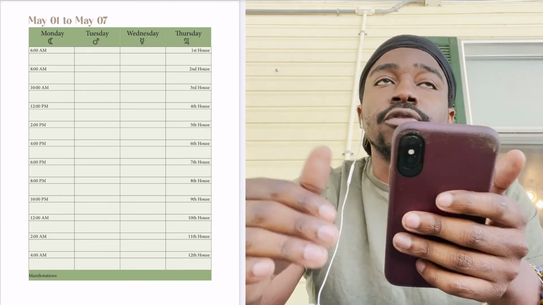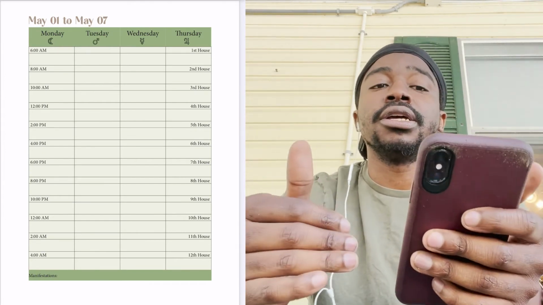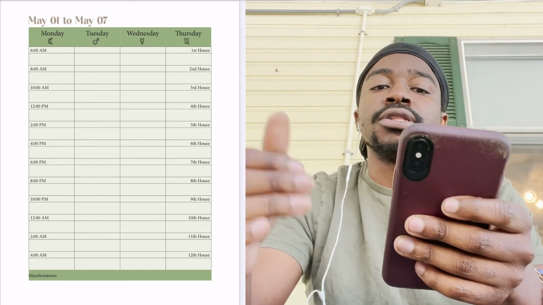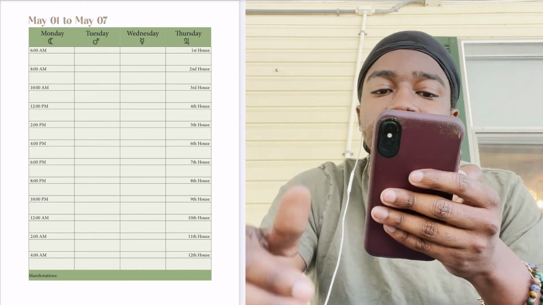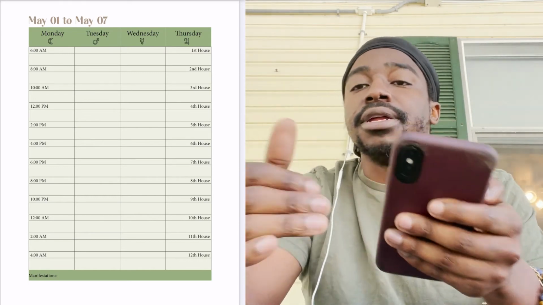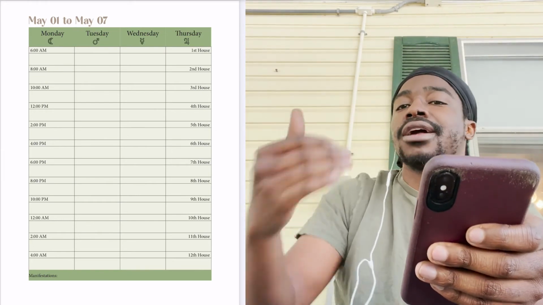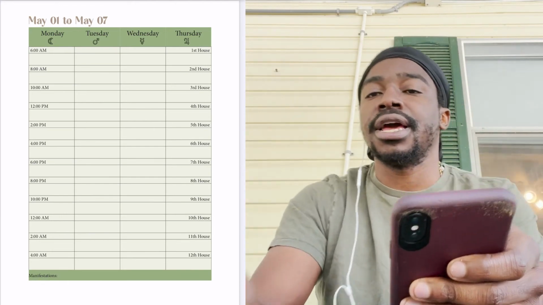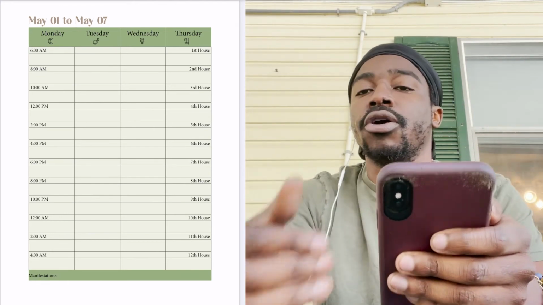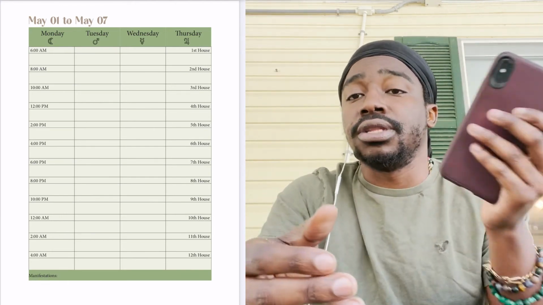So of course, from 4 to 6 a.m., the sun will be in the first house. From 8 to 10 a.m., it'll be in the second house, and so on and so forth. You can utilize this so you know what actions to take at certain times of the day, and just keep better track of your day overall. So that's what this planner is going to be for.